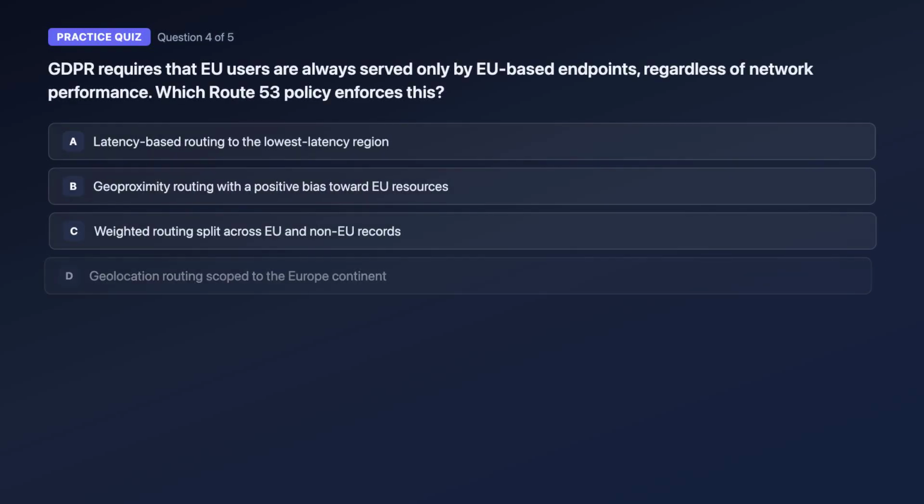Question 4. GDPR requires that EU users are always served only by EU-based endpoints, regardless of network performance. Which Route 53 policy enforces this? A, latency-based routing to the lowest latency region. B, geoproximity routing with a positive bias toward EU resources. C, weighted routing split across EU and non-EU records. Or D, geolocation routing scoped to the Europe continent. Run the decision rule from earlier before you answer.